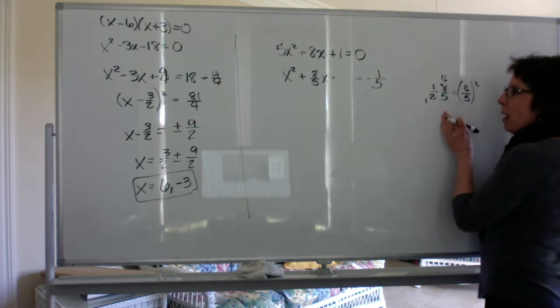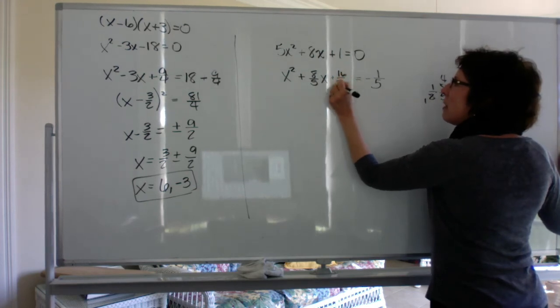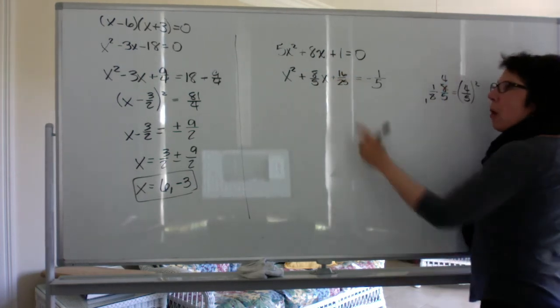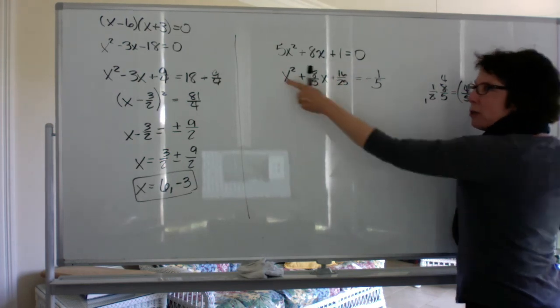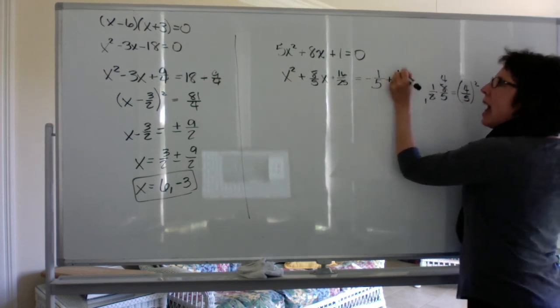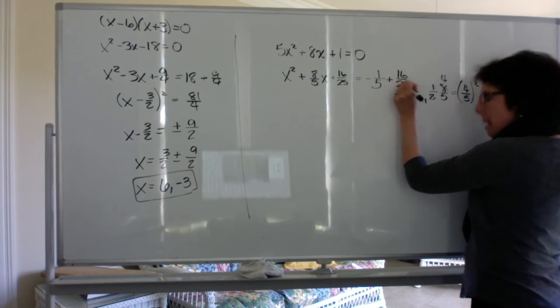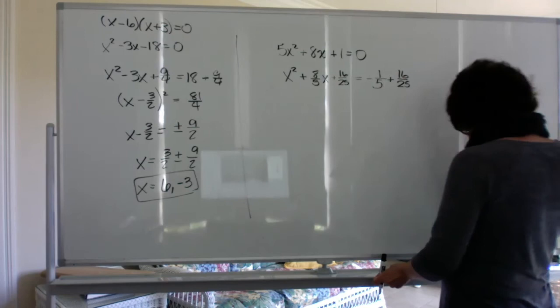And now I'm going to square 4/5, and I'm going to get 16/25. Okay, now I have halved this. Half of 8/5 is 4/5. I'm going to square it, and my number goes right here. I have completed the square to make a perfect square trinomial. I have to add 16/25 to both sides of my equation. I'm going to go ahead and erase this.